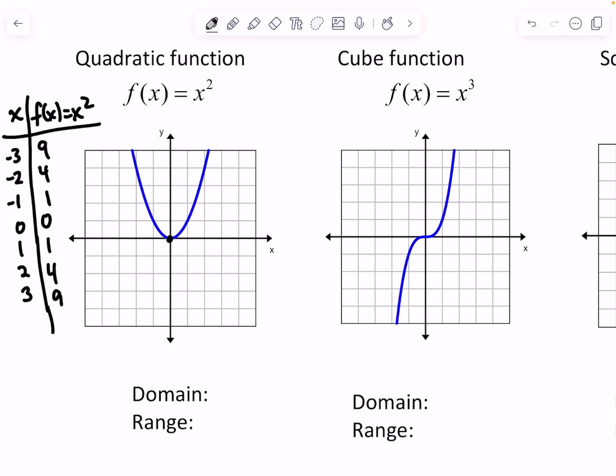There's the 0, 0. Here I have 1, 1, and negative 1, 1. And then I have 2, 4, and negative 2, 4. And negative 3, 9, and 3, 9 are too high to be actually on this graph. But you can see where this graph gets its shape from.